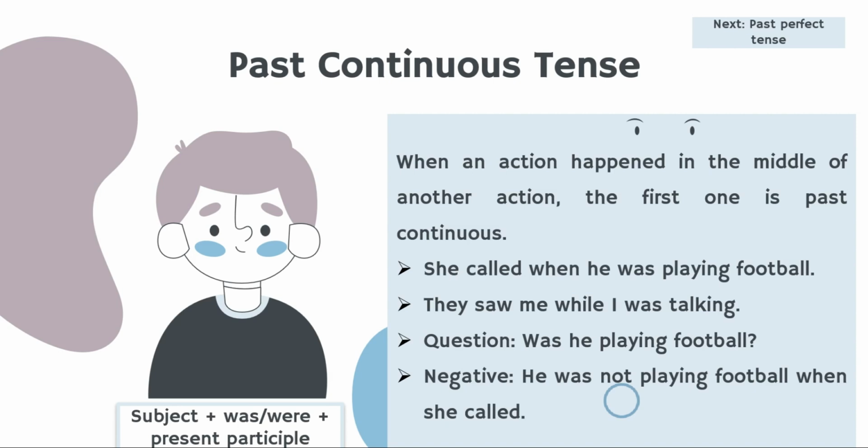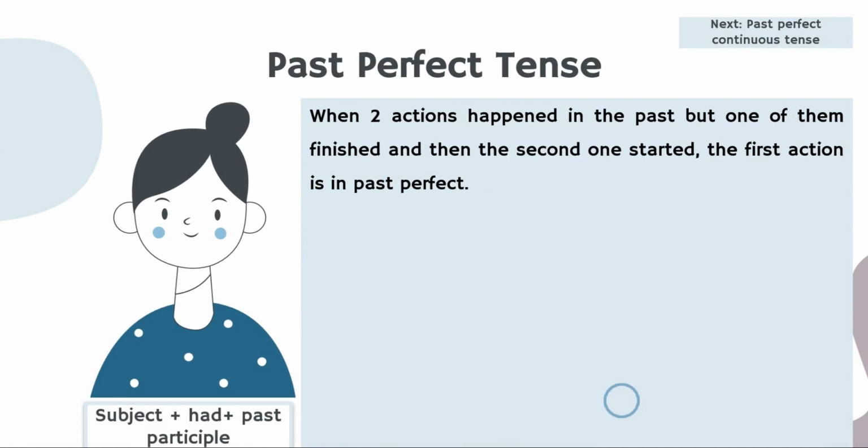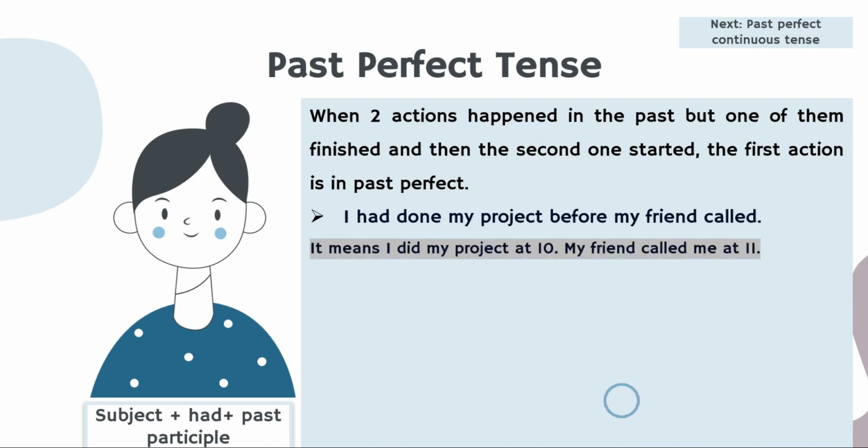Then here we have the third tense, which is past perfect tense. It contains two actions which happened in the past, both happened in the past. But when an action finished, another action started. So we use the first action in past perfect tense. For example, I had done my project before my friend called. So it means that I did my project, for example, at 10 o'clock, and then my friend called me at 11.